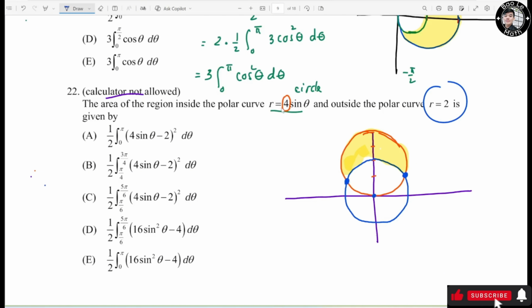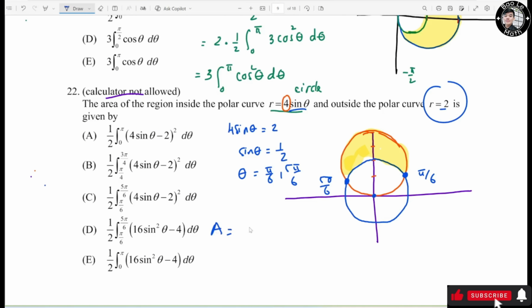Now we need to find the intersection right here. So we just equate this guy and this guy. So we have 4 sine theta equals 2. Sine theta equals 1/2, right? And theta equals pi over 6 and 5 pi over 6, right? This one is 5 pi over 6, this one is pi over 6, right?